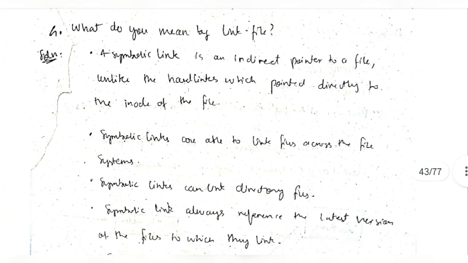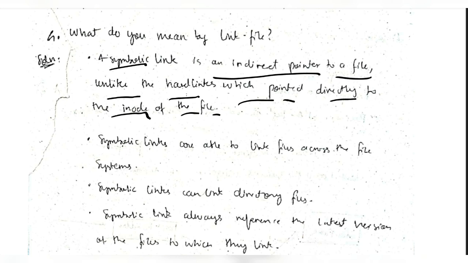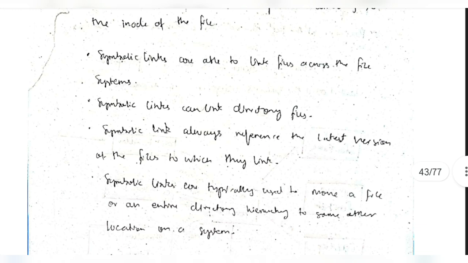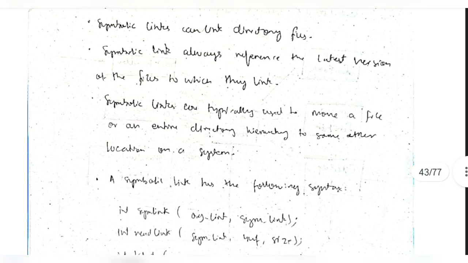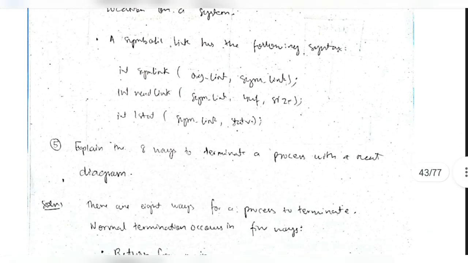The next question is, what do you mean by a link file? A symbolic link is an indirect pointer to a file, unlike hard links, which point directly to the inode of the file. So it points indirectly. That's known as a symbolic link file. Symbolic link files are able to link files across file systems. They can link directory files, they can reference the latest version of the file they link, and they are typically used to move a file or an entire directory hierarchy to some other location on the system. A symbolic link has the following syntax. You can go through it.